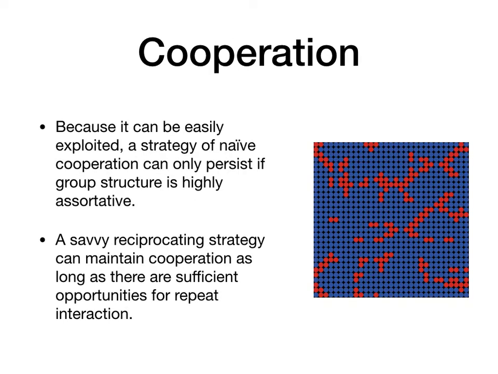The next unit was on cooperation. Because cooperation can be easily exploited, a strategy of naively cooperating with everyone can only persist if group boundaries are very rigid, so that cooperators can primarily interact only with other cooperators. If that condition doesn't hold, then pure cooperation doesn't do so well, but a savvy reciprocating strategy can maintain cooperation as long as there are sufficient opportunities for repeat interaction.